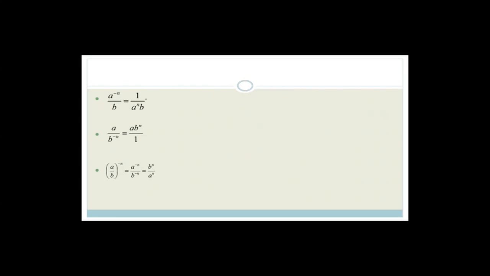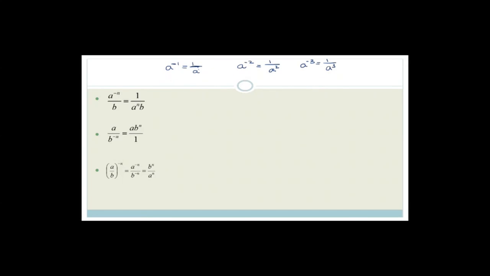Now, this is just a little bit of an extension of what you already know. You know that a to the minus 1 is 1 over a, where the minus actually tells you that you need to go on the other side of the divide by line, and the 1 tells you the power of 1. So it's a to the minus 2 is going to be 1 over a squared. A to the minus 3 is 1 over a cubed.